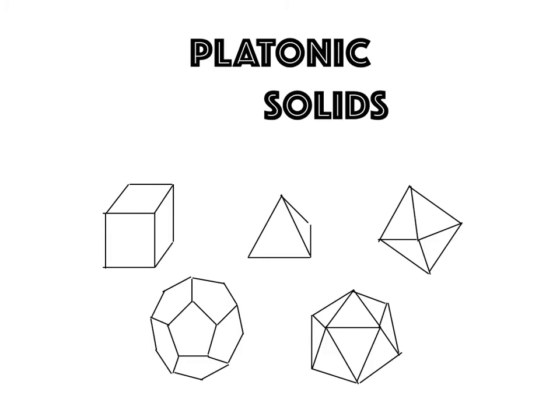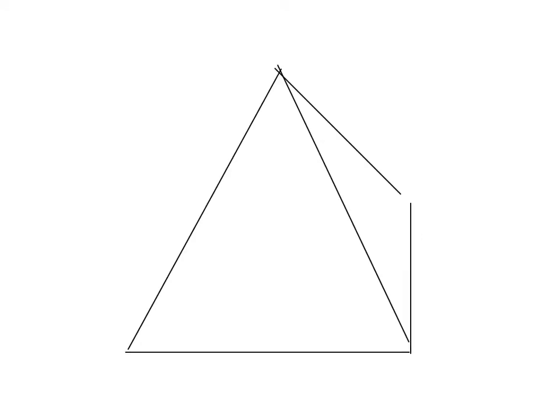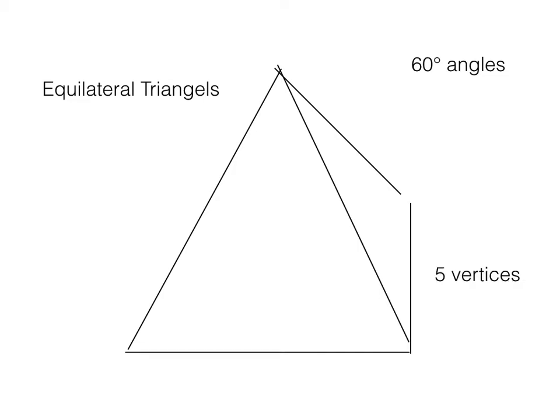Now we're focusing on the pyramid or the tetrahedron, which looks like this, and it has equilateral triangles as faces, 60-degree angles, 5 vertices, 4 faces, and 6 edges. It stands for fire, because fire hurts when you touch it, and the tetrahedron is pointy.